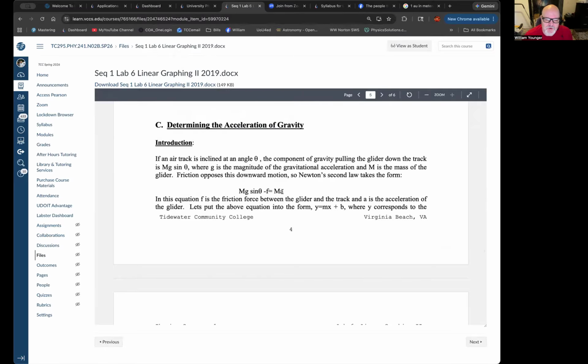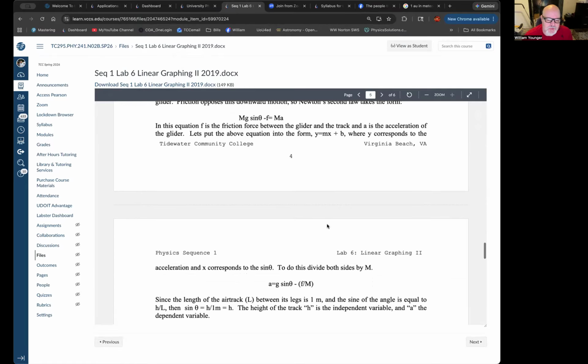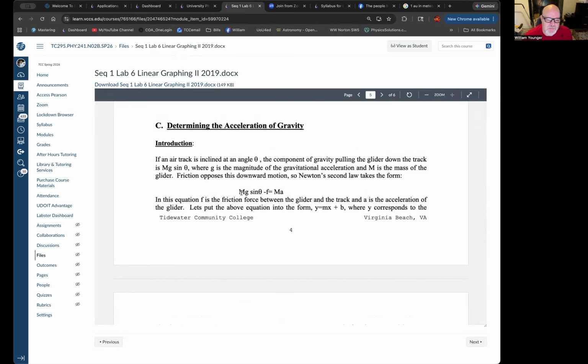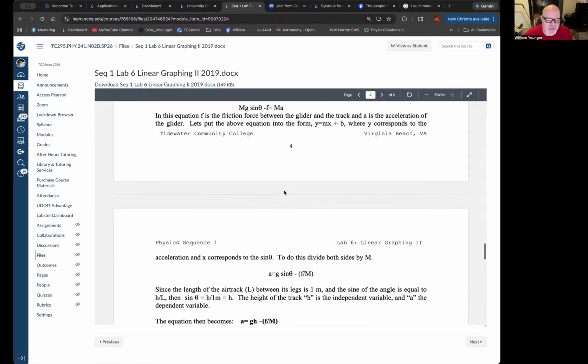But if we choose our variables right, then we can make it in the form of y equals mx plus b. So what they noticed is if you write this as a equals g sine theta minus f over m. Basically all they did is divide by big M on both sides. That got rid of the m here, made f over m here, and made just plain a on this side.